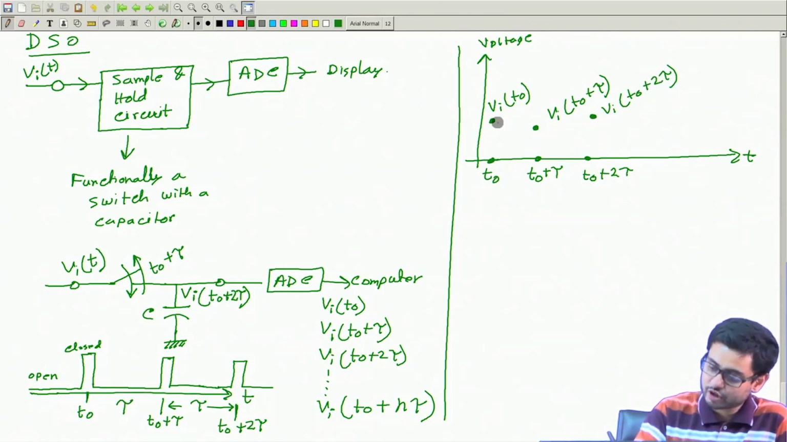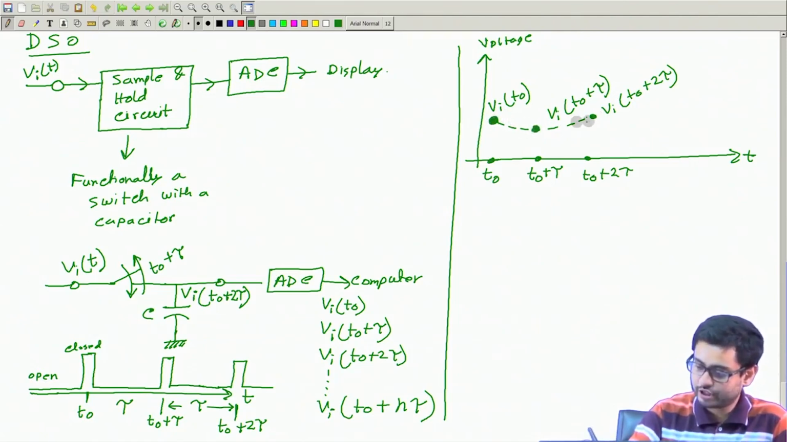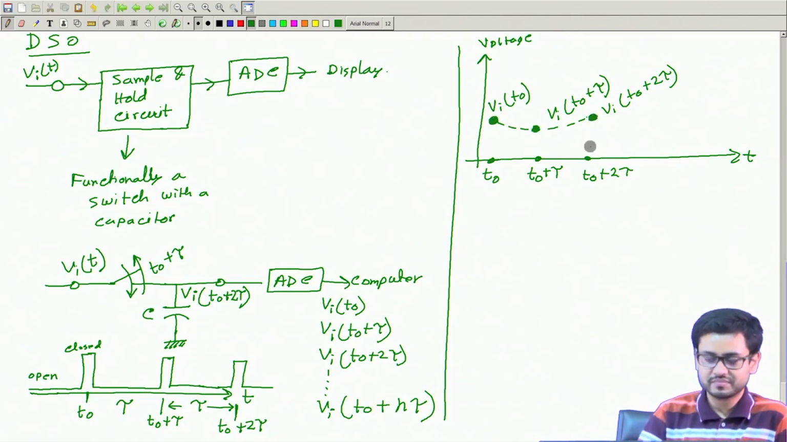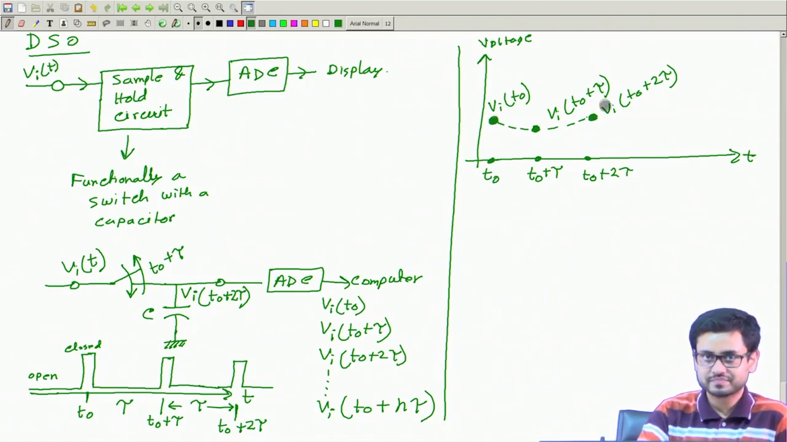And the computer, if it likes, can join these dots to give you a smooth plot instead of this set of dots. Okay, so then you shall see that this is the waveform, showing how the voltage is varying.